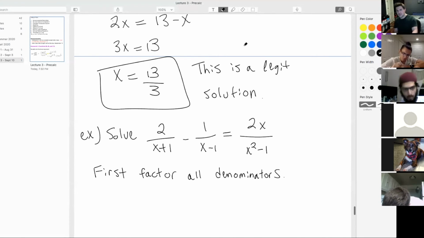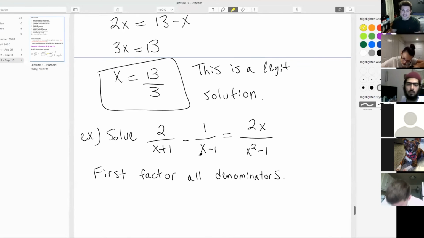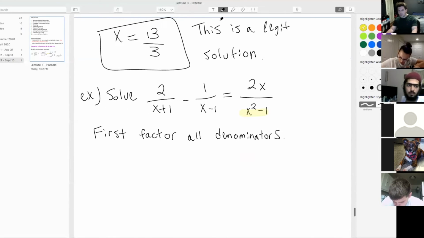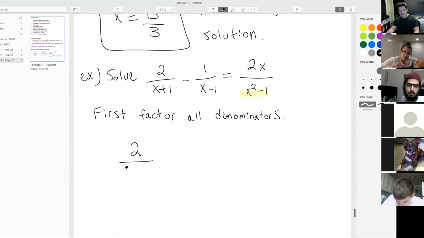Okay, so which one do I need to factor? Well, x plus 1 is already factored. x minus 1 is factored, but x squared minus 1, that can be factored. Right? So let me just rewrite the equation with the factorization of that. So 2 over x plus 1 minus 1 over x minus 1.